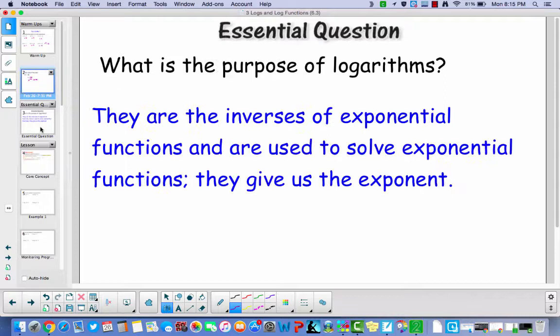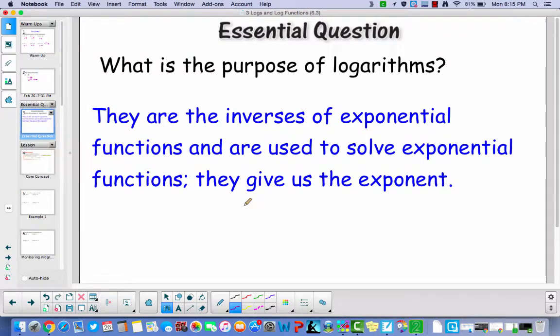Take a minute and put these in your notes. What is the purpose of logarithms? They are the inverses of exponential functions. They are used to solve exponential functions, and they give us the exponent. Remember the word inverse here.